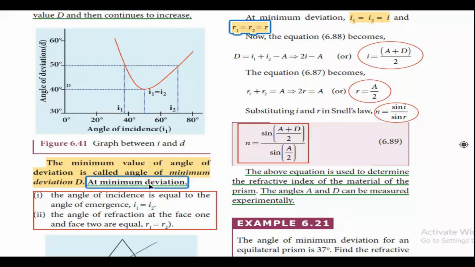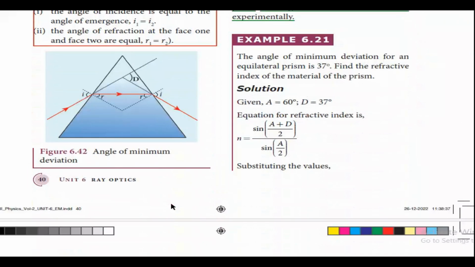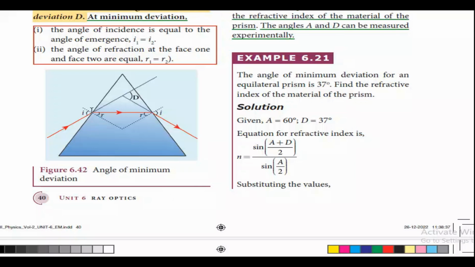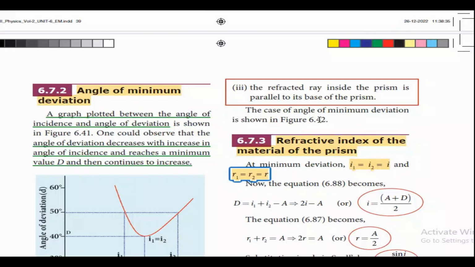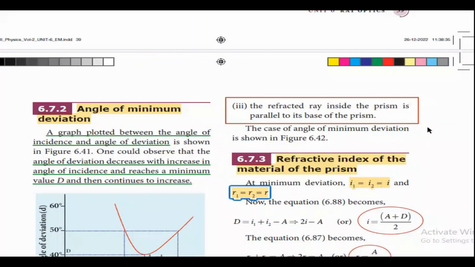At this point, that is at the minimum deviation, the angle of incidence is equal to the angle of emergence, that is I1 will be equal to I2. Then the angle of refraction at face 1 and face 2 will also be equal, that is R1 will be equal to R2. So this is for the angle of minimum deviation position of the prism. And the refracted ray inside the prism is parallel to the base of the prism. So that also is to be remembered.